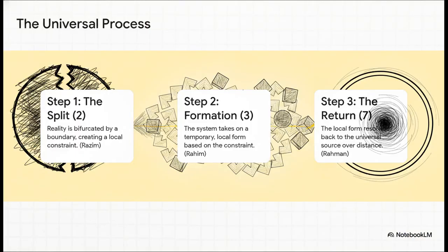Think about it like this. The action is when you impose a local, temporary form on reality. That's our triangle. The propagation is that form expanding and reorganizing as it travels through a universal field. And then there's the inevitable reaction. The system always resolves back to its universal origin, its fundamental truth. In this case, the circular light source.